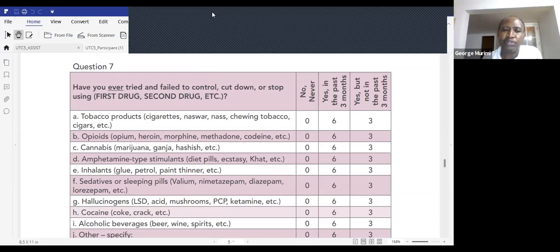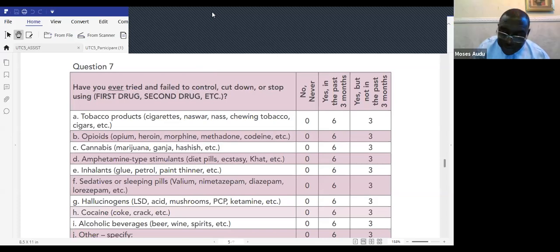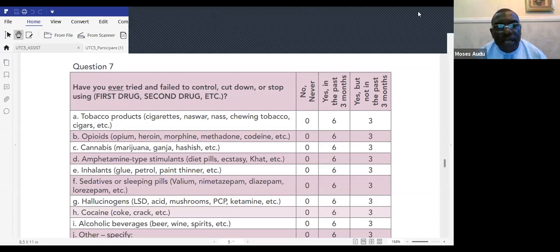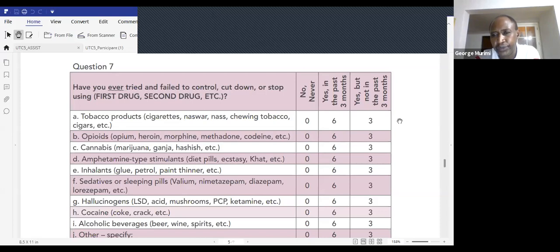Yes, for tobacco, I've tried to cut down and not succeeded. Okay. In the past 3 months? In the past 3 months, yes. What about for opioids? Have you tried to control, cut down, or stop using opioids in the past 3 months and didn't succeed? No, never. Okay.